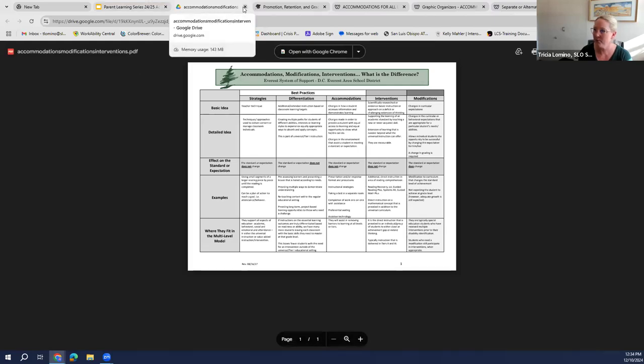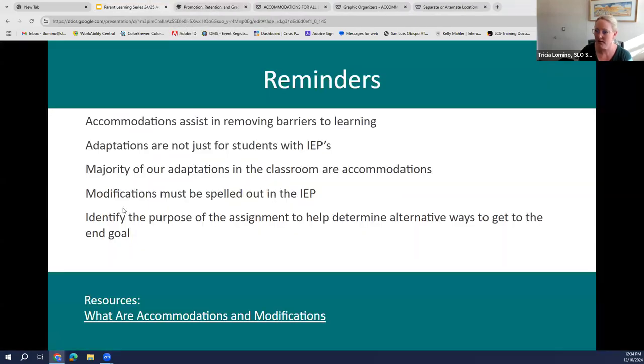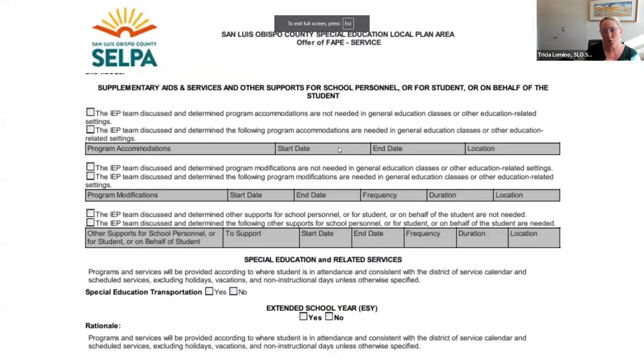The other thing that I do want to mention, and I'm going to go back one slide, is that another thing a lot of our students will use is what we consider assistive technology. And that goes on the special factors page. So I just wanted to throw that out, that sometimes you'll see it on the special factors page. It'll also be listed on the accommodations on their services page. So if you do see that showing up in two spots, that is why.